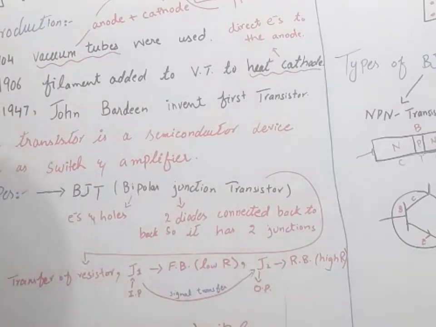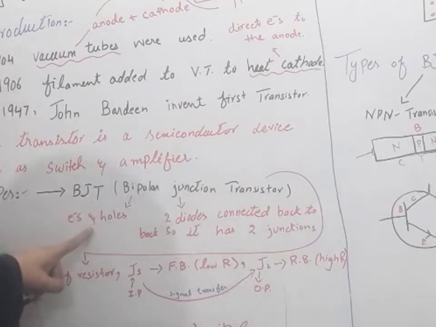Now the second type is field effect transistor, and it is unipolar. The BJT is bipolar, but FET is unipolar.